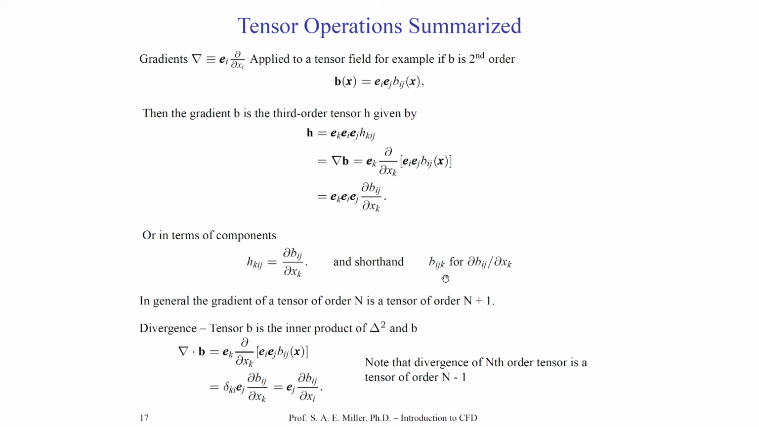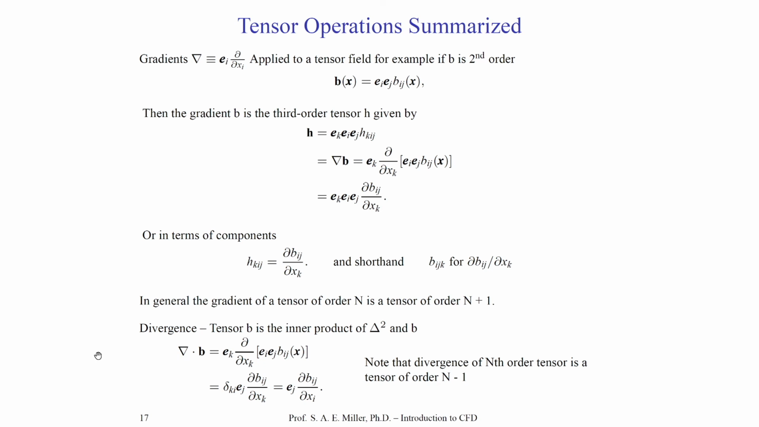Sometimes people might drop the comma if they know something about the properties of the variable. So in general, the gradient of a tensor of order n is a tensor of order n plus 1. This is an excellent thing to remember. An example might be the gradient of, say, a scalar like pressure.